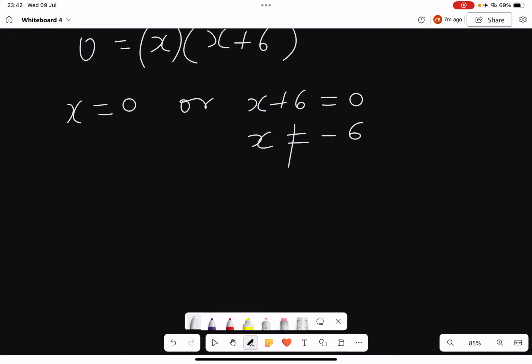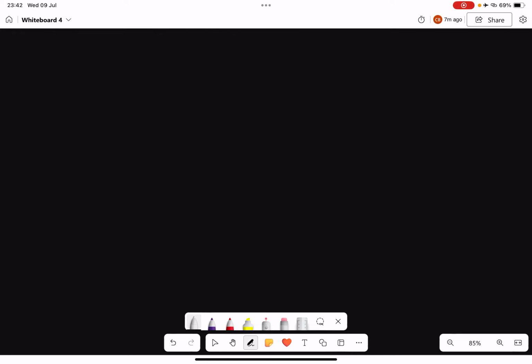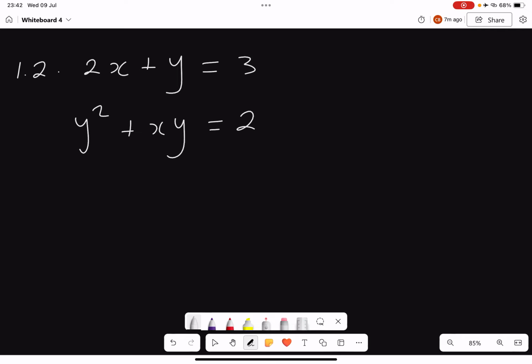All right. Now let's do 1.2, which is the simultaneous equation. The first equation was 2x plus y equals 3. The second one was y squared plus xy equals 2. I'm going to call the first equation 1, and the second one 2.